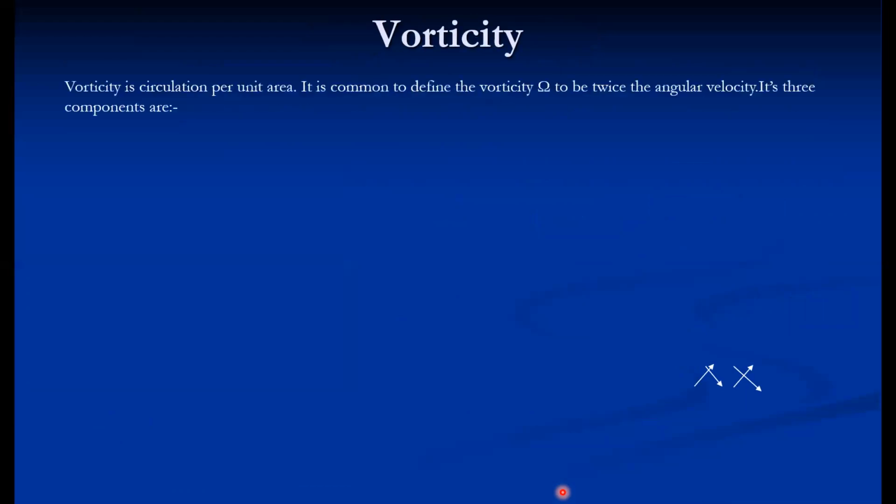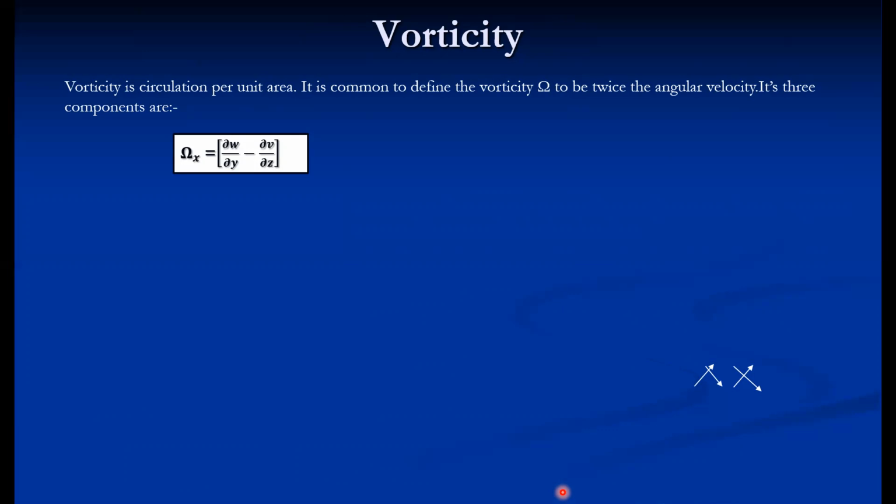Now, vorticity. As per the definition, vorticity is circulation per unit area, but it is common to define vorticity as follows. It is generally denoted by capital omega; small omega we use for angular velocities and capital omega is used for vorticity. It can be defined as twice the angular velocity. So as per the previous expression, it is twice the angular velocity.